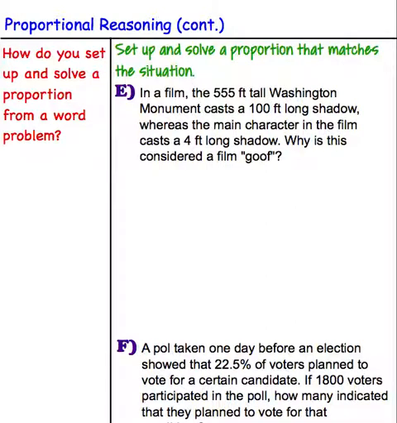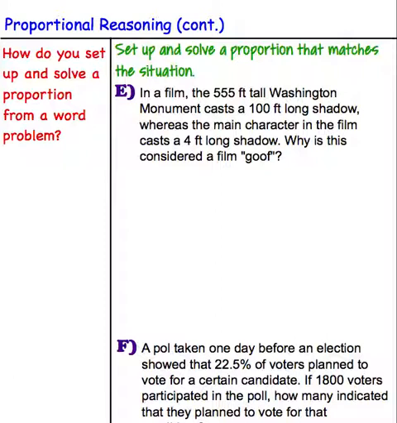Now we'll take the next logical step and go ahead and set up and solve these proportions. So we have here that in a film, the 555-foot tall Washington Monument casts a shadow 100 feet long, whereas the main character in the film casts a 4-foot long shadow. We want to know why this is considered a film goof.